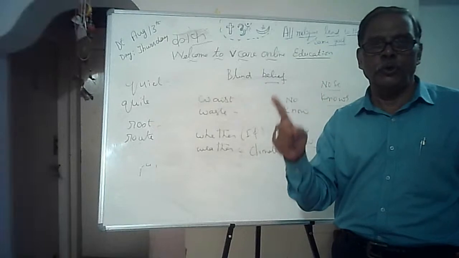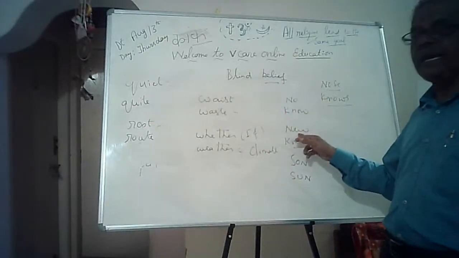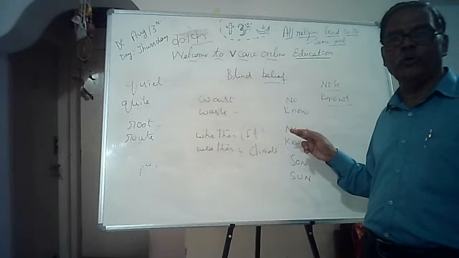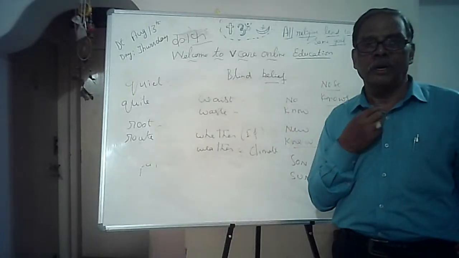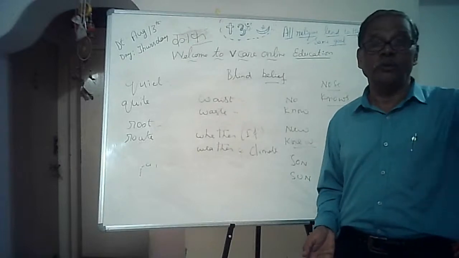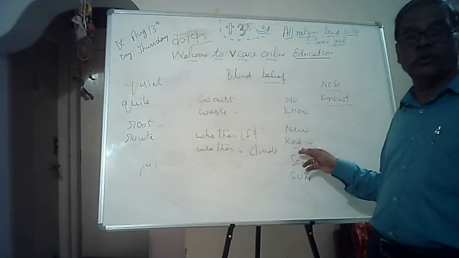No, new, known. N-E-W, new. This is a new place. This is a new bike. My shirt is new. My pant is new. This house, it's a new house. This is new. I knew him.